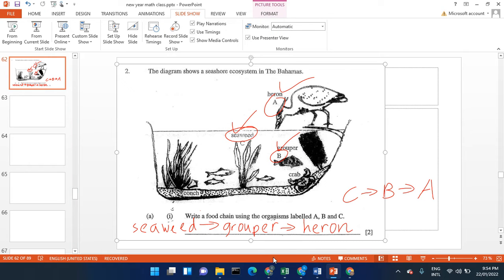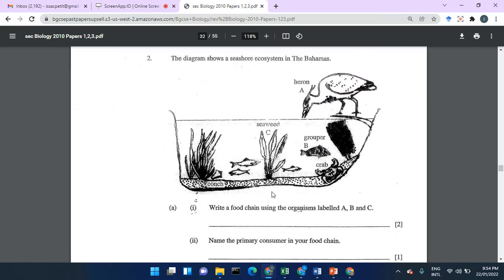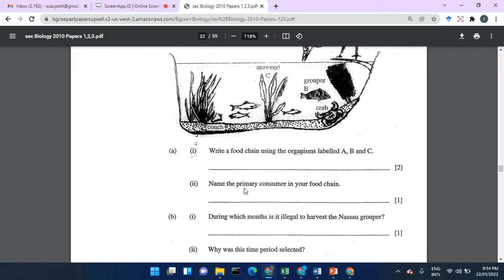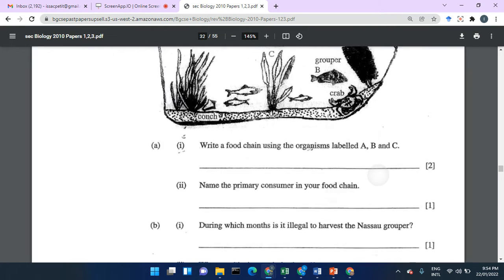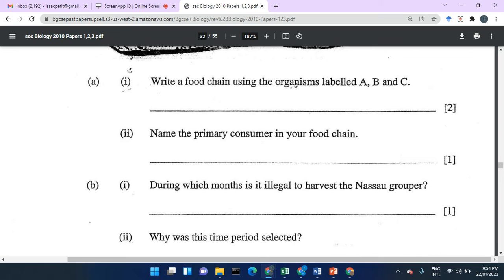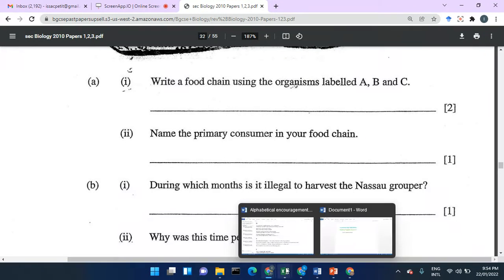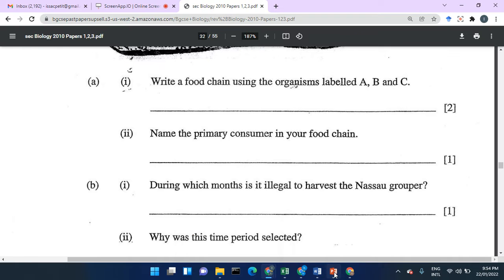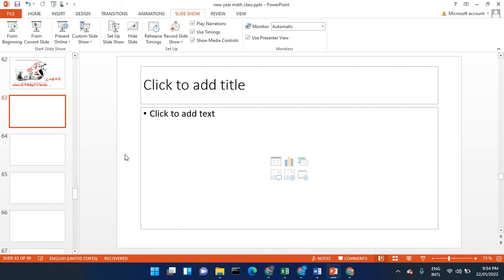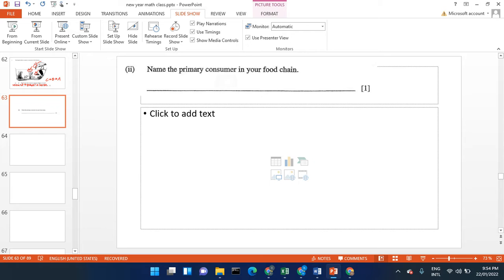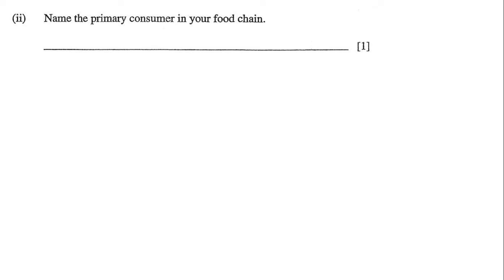And what do we have here? It says, name the primary consumer in your food chain. Now, the primary consumer, that is going to be the consumer. So let's grab this here and go back to our slides. It's important to note the primary consumer.